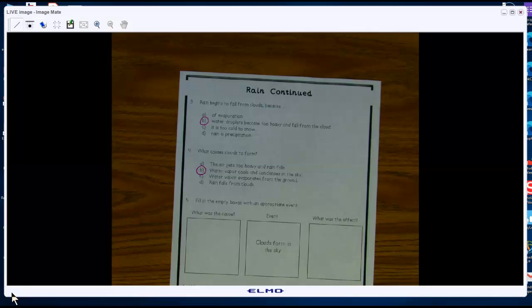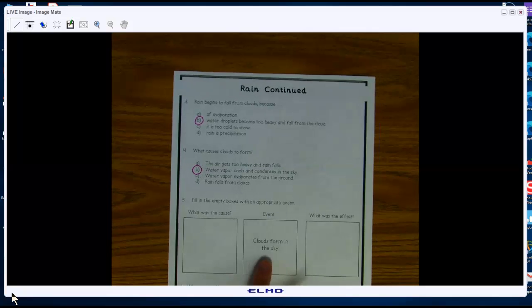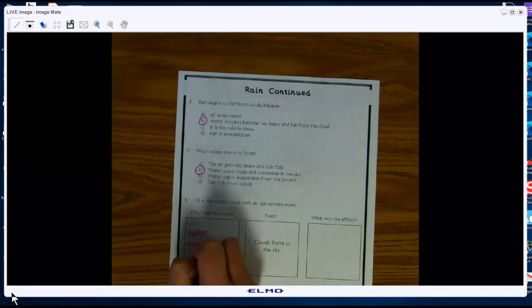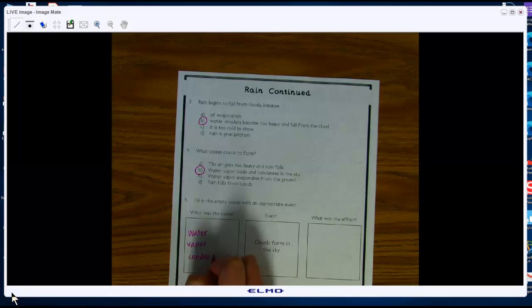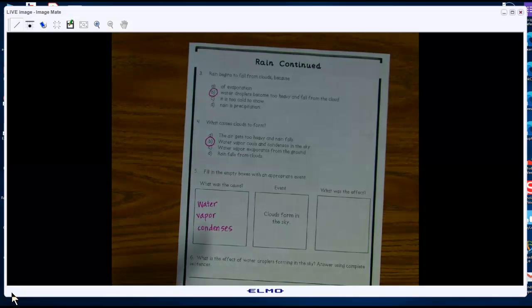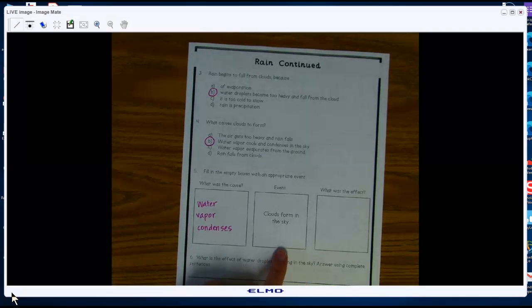Okay, so what caused the clouds to form? We just said water vapor condenses. Right? Water vapor condenses. That's the cause. The event is clouds form in the sky.